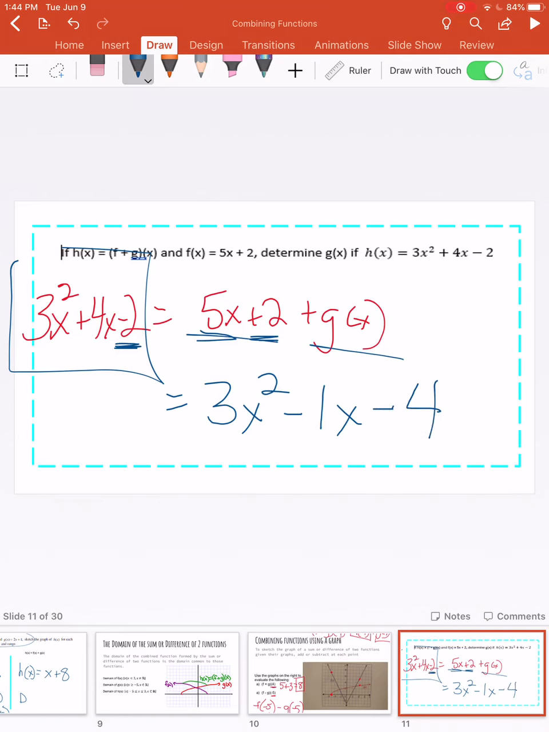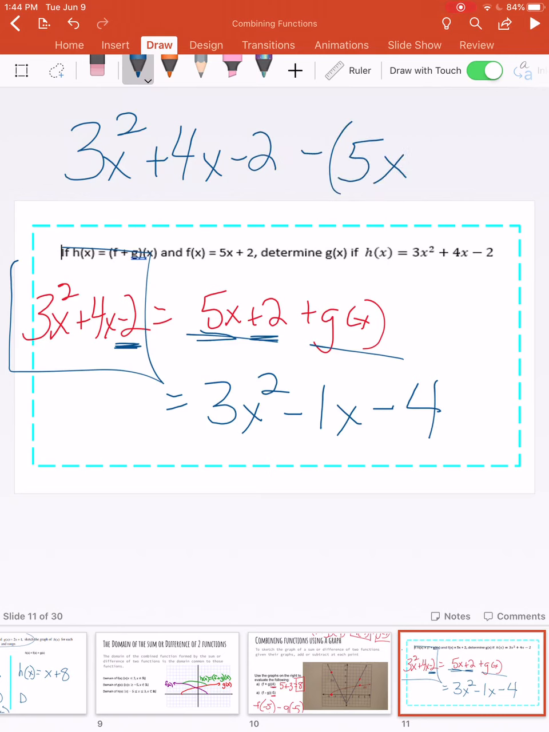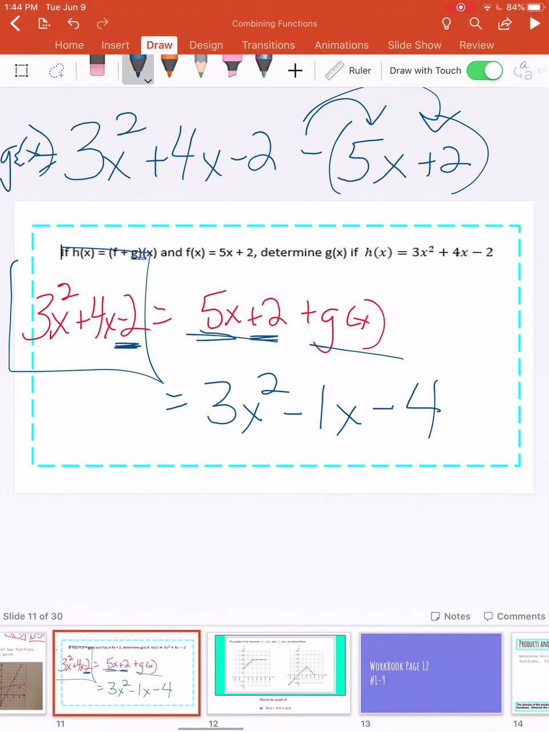Another way you could do this, if it makes more sense to you, is you could actually just subtract that 5x plus 2 as well to get your g of x. Again, if you do that, don't forget to distribute that negative. Okay, so both ways work.